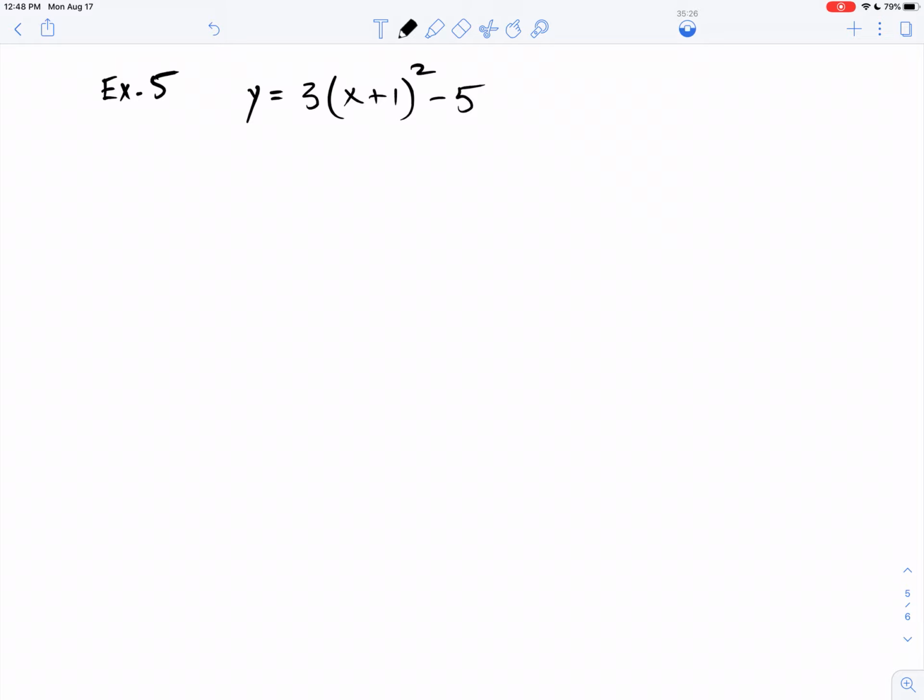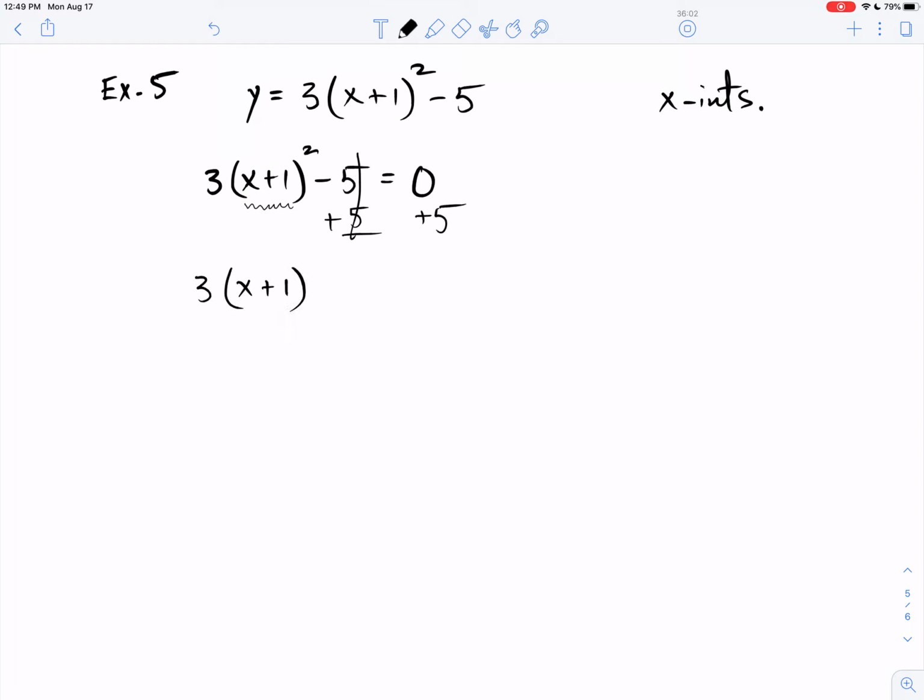To find x-intercepts, okay, remember, x-intercepts, you find it by setting y equal to 0. So if I set this entire thing equal to 0, it's a cheerleader. This is a cheerleader. Get the squared quantity by itself. How am I going to do that? Add 5. If I add 5, I would now have this. Divide by 3.